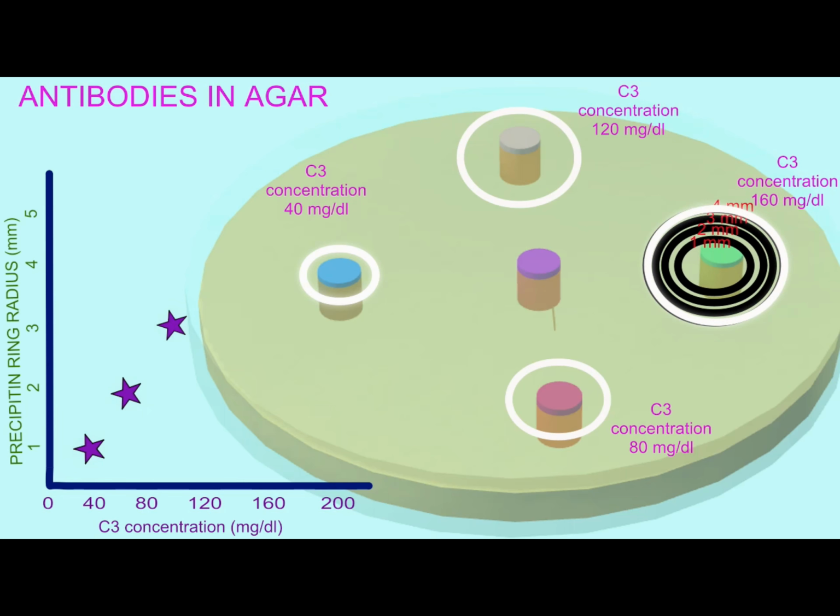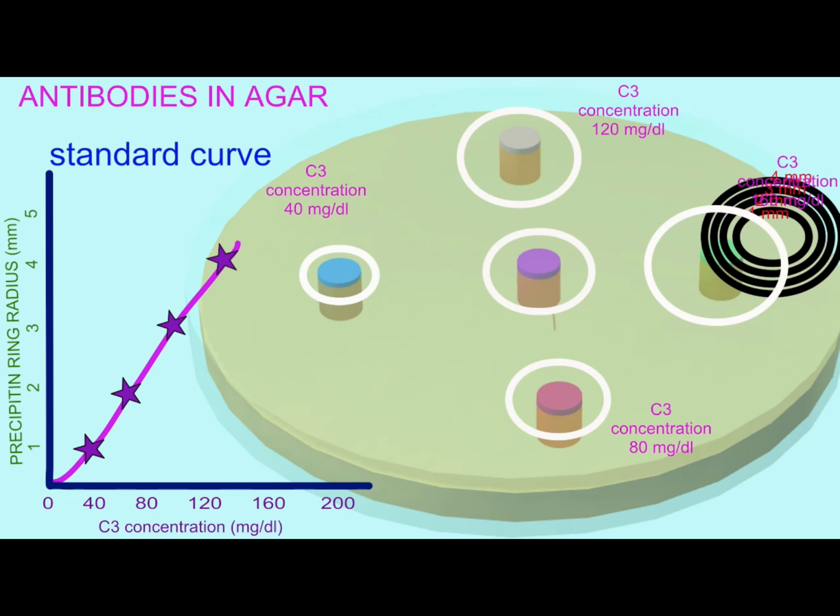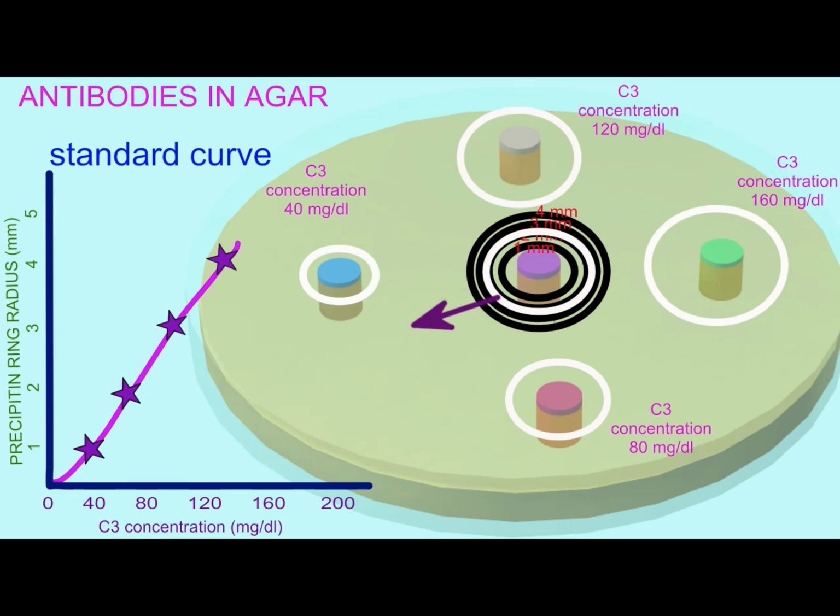And from these, get a standard curve so that you know that when the ring measures a specific diameter, it corresponds to a specific concentration of the antigen in your sample. Once you have this standard curve, you may then test an unknown sample.